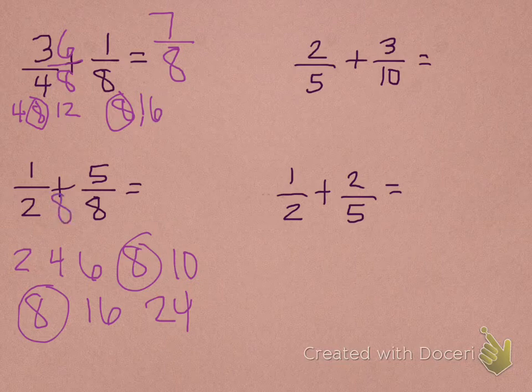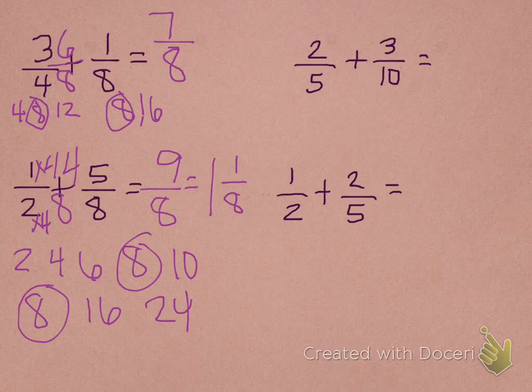I have to switch 1/2. So 2 times 4 equals 8. 1 times 4 equals 4. So now I have 4/8 plus 5/8, which is 9/8. Also equal to 1 1/8.